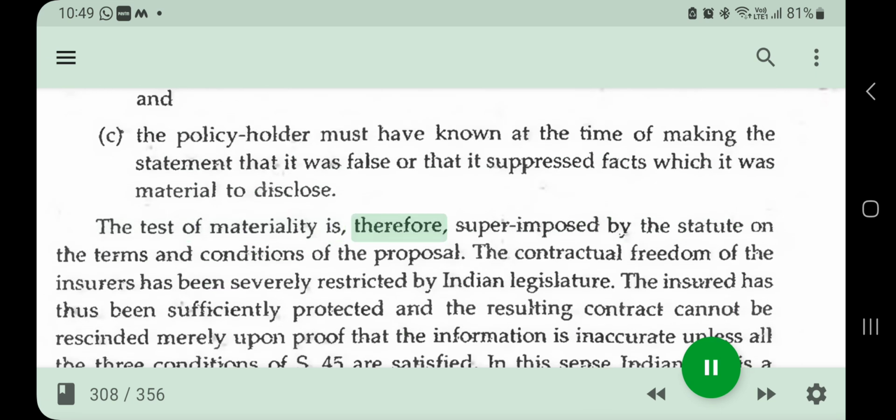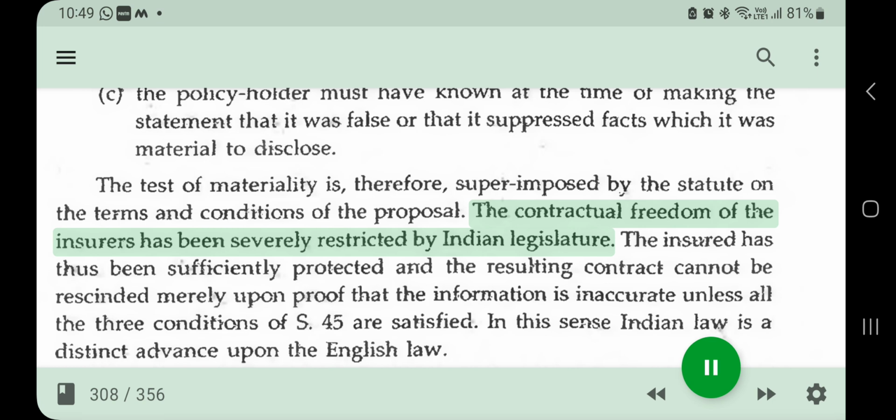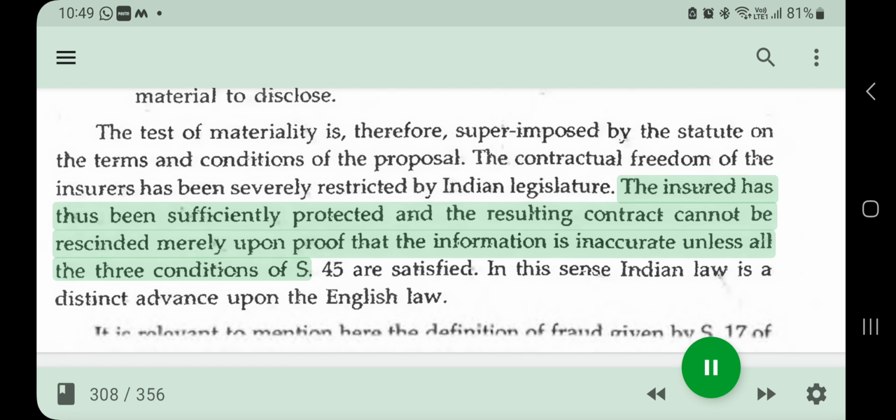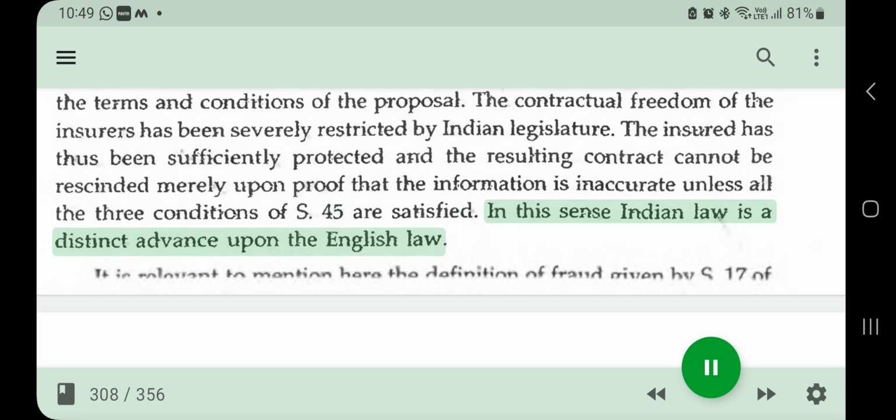The test of materiality is, therefore, superimposed by the statute on the terms and conditions of the proposal. The contractual freedom of the insurers has been severely restricted by the Indian legislature. The insured has thus been sufficiently protected and the resulting contract cannot be rescinded merely upon proof that the information is inaccurate unless all the 3 conditions of S. 45 are satisfied. In this sense, Indian law is a distinct advance upon the English law.